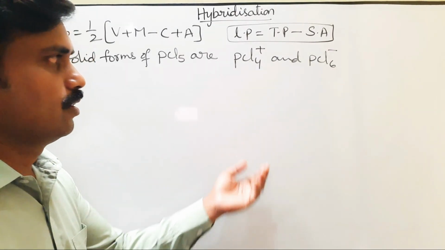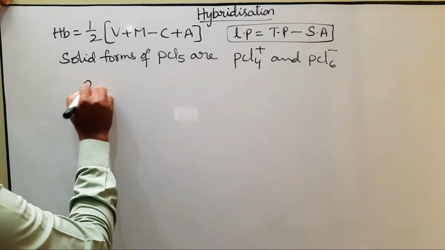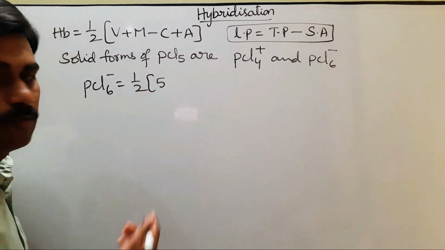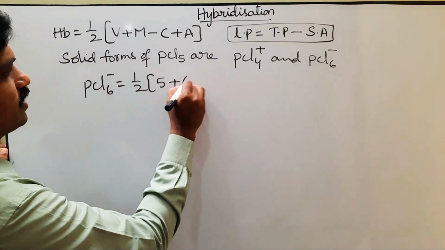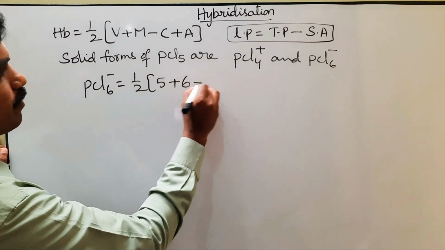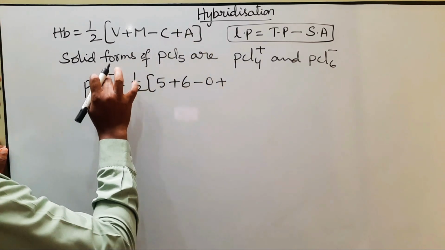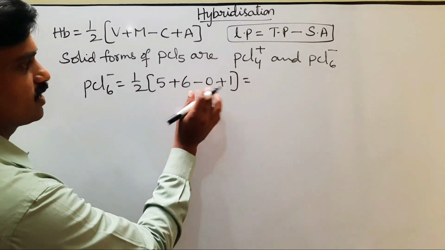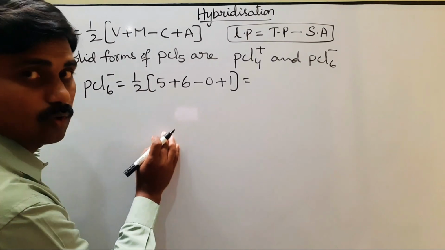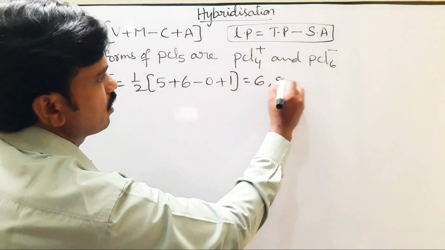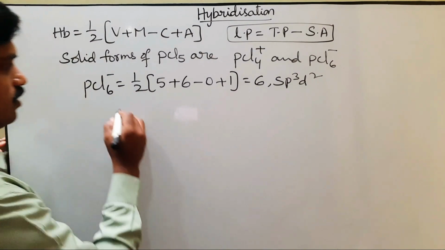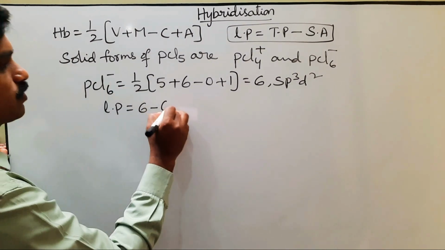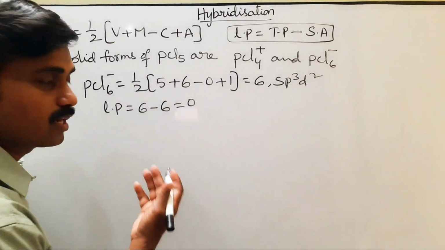Look at now PCl6 minus. PCl6 minus equals half into phosphorus valence electrons 5, plus surrounding monovalent atoms 6. Here there is no charge on cation, that's why minus 0, plus charge on anion is 1. Here 1 equals 6 plus 1 is 7, 7 plus 5 is 12. 12 by 2 is 6. It undergoes sp3d2 hybridization. Now lone pairs equal to total pairs, here obtained 6, minus surrounding atoms also 6. So 6 minus 6 equals 0. Here also no lone pairs.